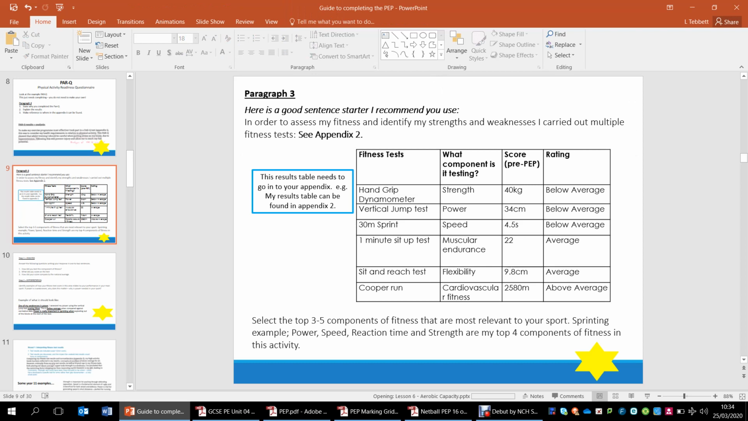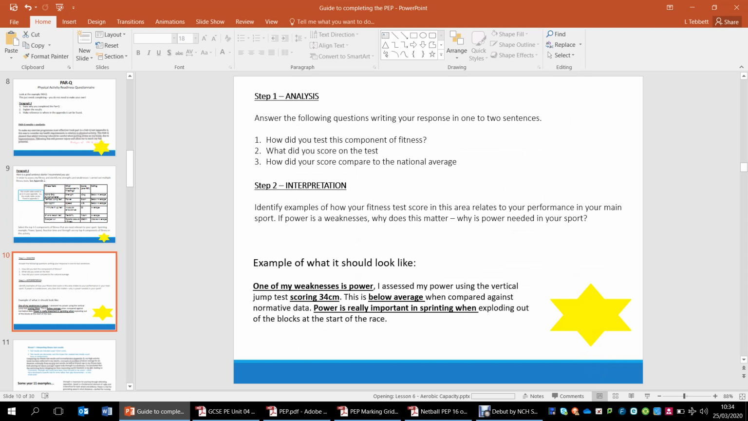Alright, so once you've got your fitness tests in place, you then need to start your analysis and your interpretation. From your set of test data, I would identify perhaps your 3 main components of fitness that you're going to analyse and talk about in your write-up. This could be maybe 1 strength and 2 weaknesses, or 2 strengths and 1 weakness, or just 3 components of fitness that you want to prioritise as a real focus for your performance.